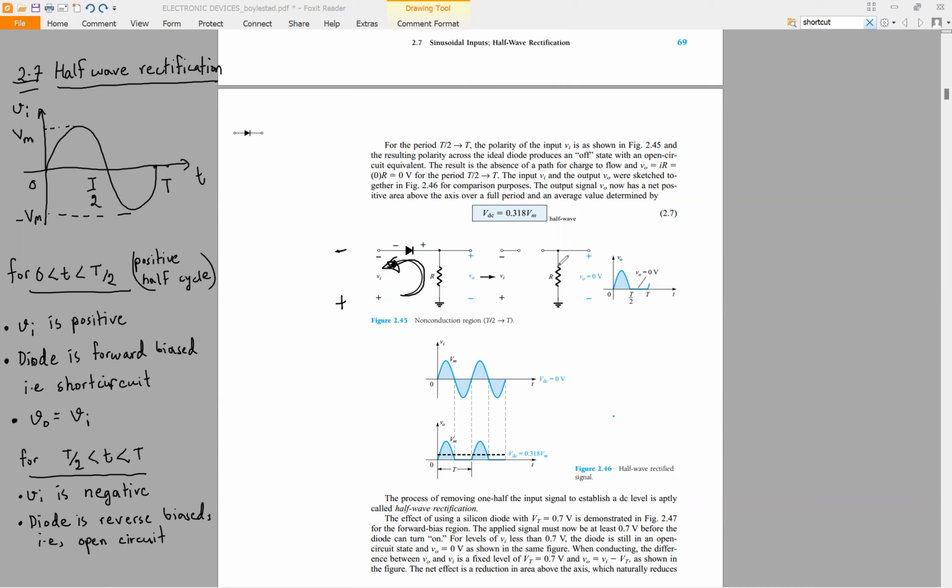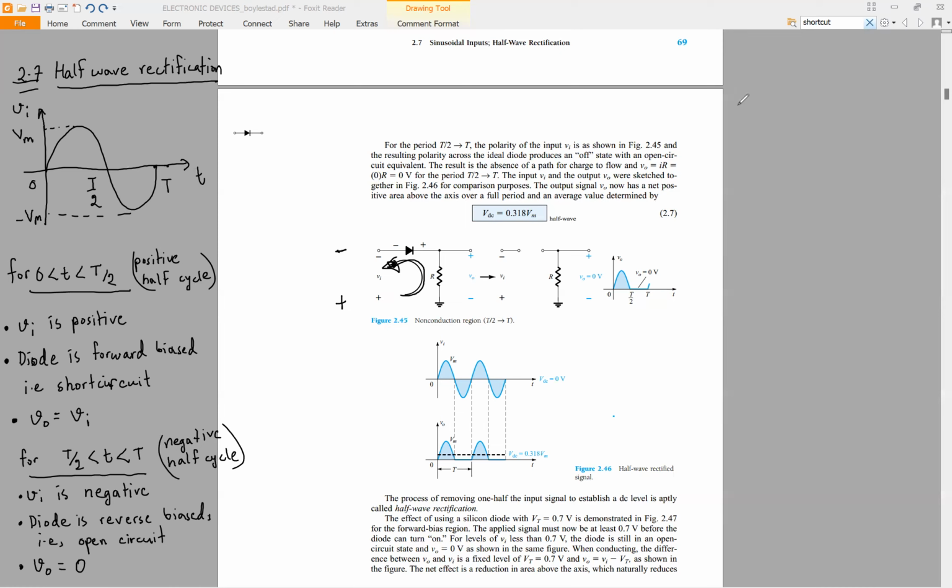So what will be the output voltage, or the voltage across the resistor R? It will be 0, right? So Vout will be 0. So this is for the negative half cycle.